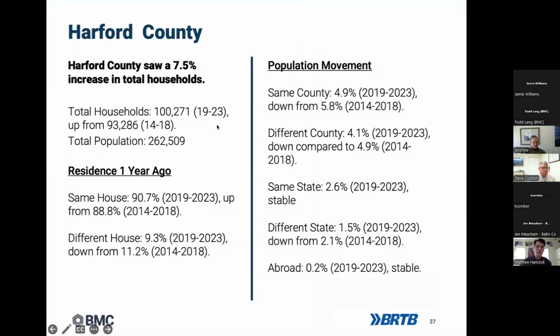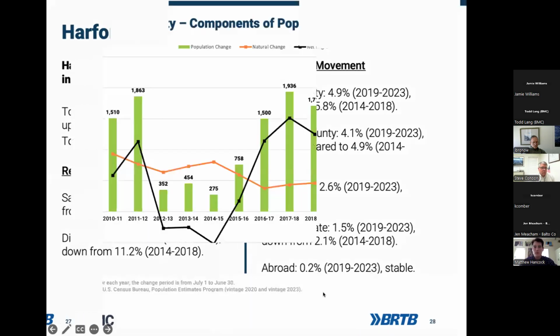And in Hartford, you're seeing about a 7.5% increase in total households, with again around 90% staying within the same house. I think the lowest that we're going to see is about 84% who are staying there. This data is showing consistency in staying within the same residence. So, retaining more of its population, with a higher percentage staying in the same house and fewer moving from different counties or states, suggesting a more stable or stationary population.